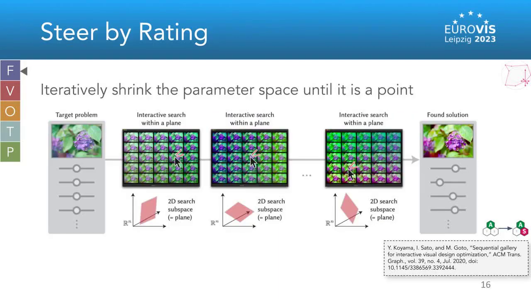We also found steer by rating approaches, where the parameter space is iteratively shrunk until it is the desired point. Important here is that in each iteration we consider a subspace, like the 2D plane in the example by Koyama et al., in the image processing domain. The idea is that after pointing to the preferred solution on sufficiently many rotated planes, we can find the boundary of the desired parameter space.